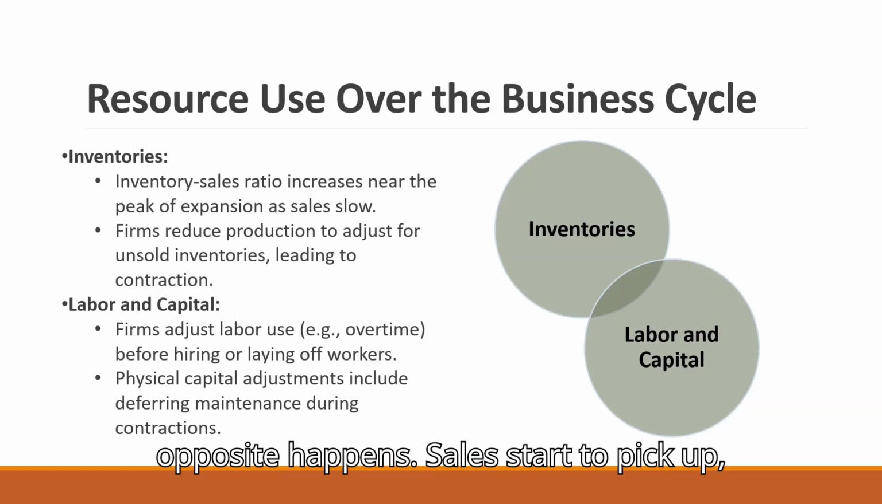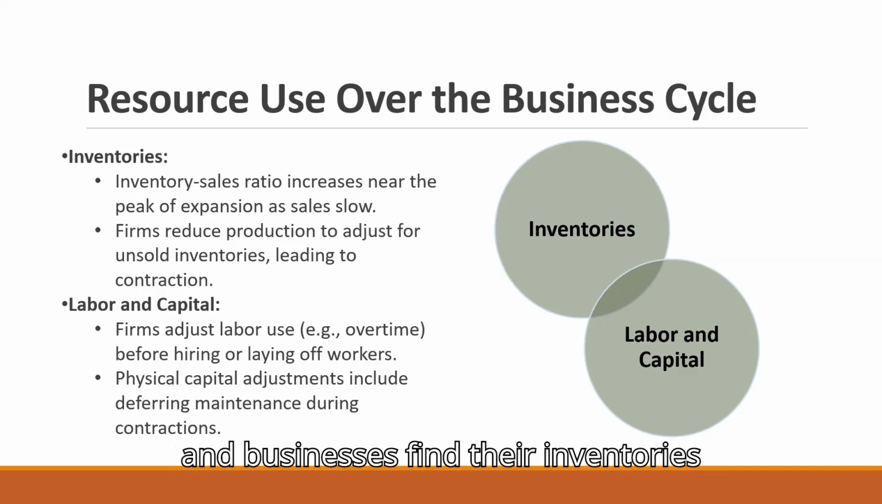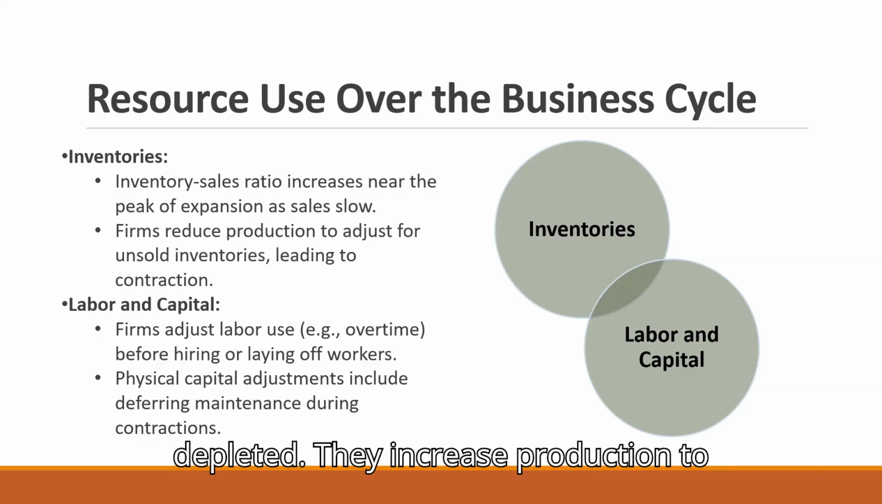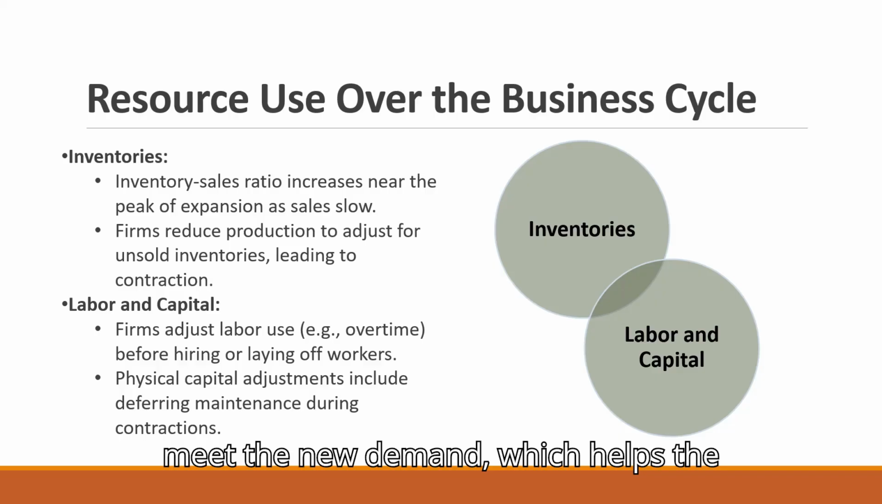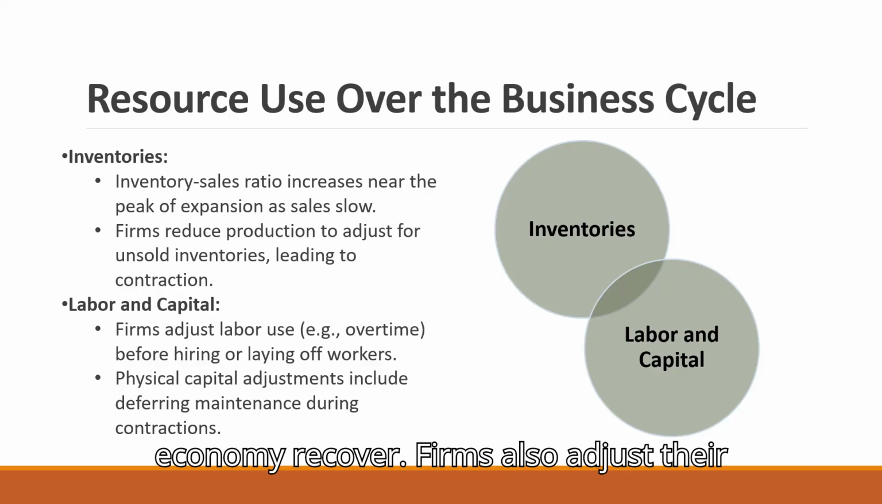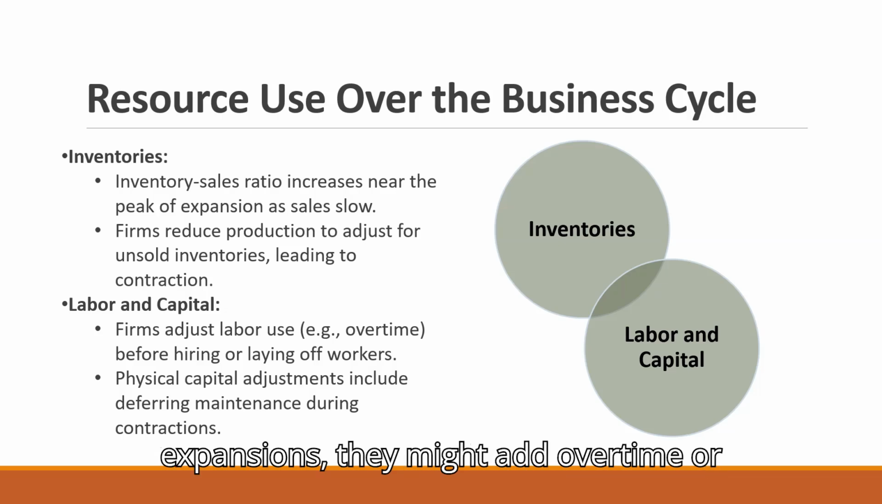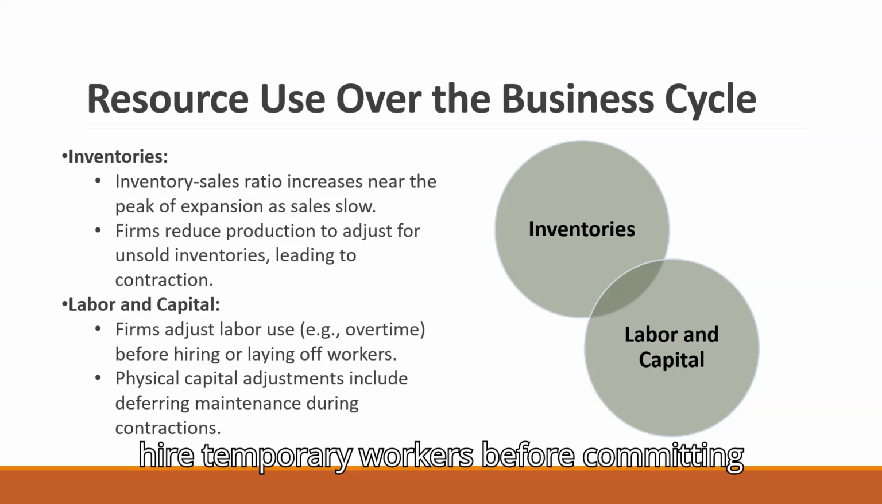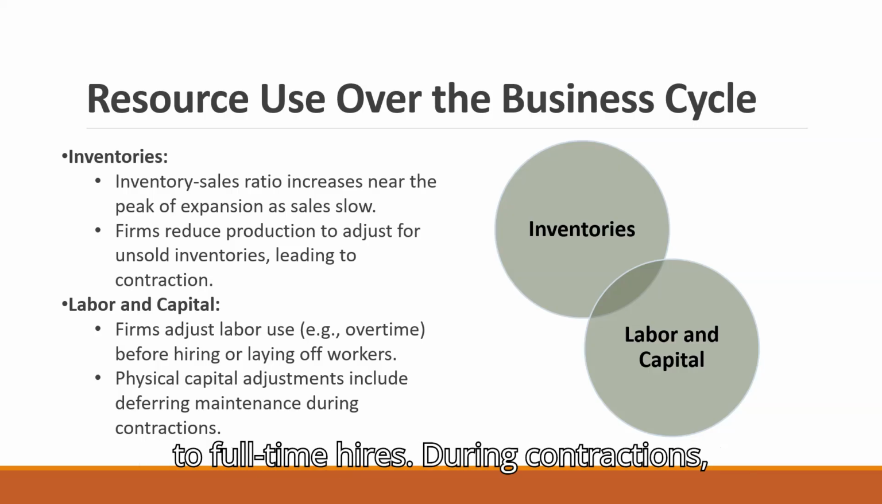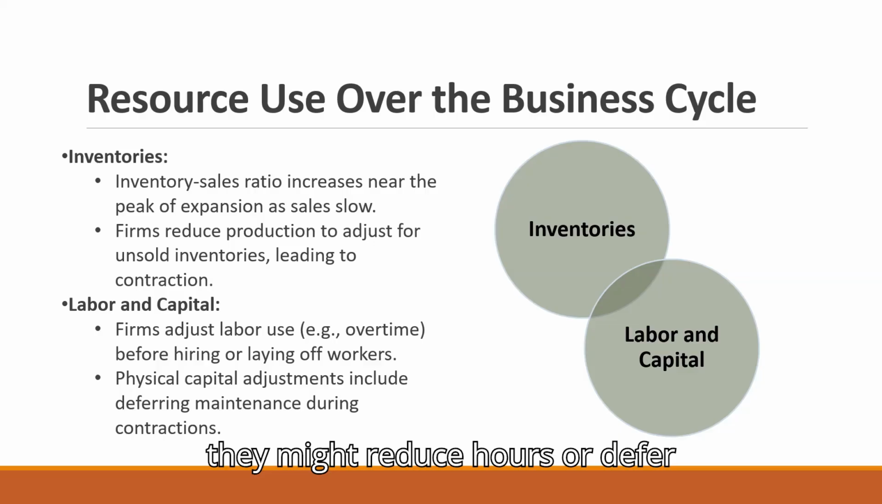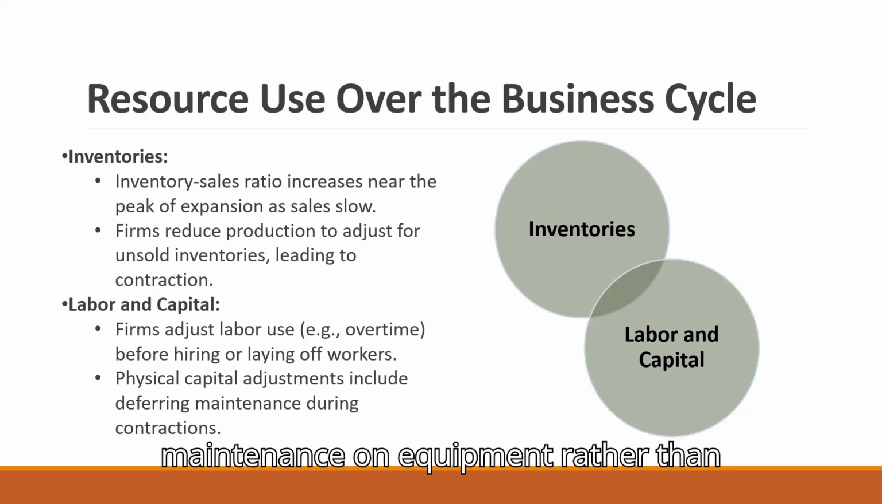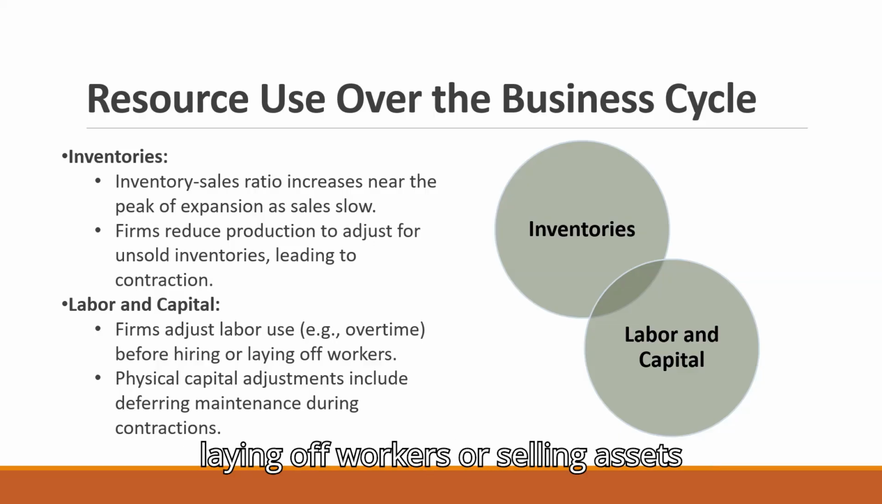During a trough, the opposite happens. Sales start to pick up, and businesses find their inventories depleted. They increase production to meet the new demand, which helps the economy recover. Firms also adjust their use of labor and physical capital. During expansions, they might add overtime or hire temporary workers before committing to full-time hires. During contractions, they might reduce hours or defer maintenance on equipment rather than laying off workers or selling assets outright.